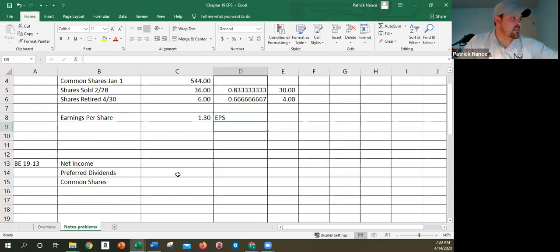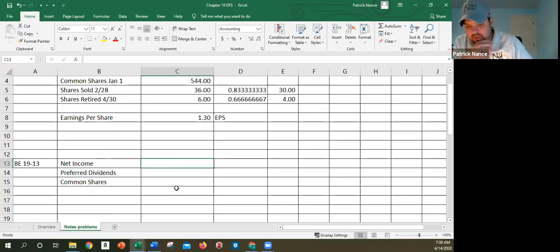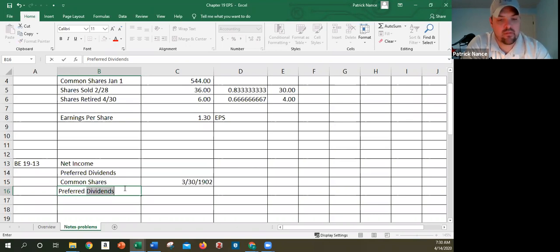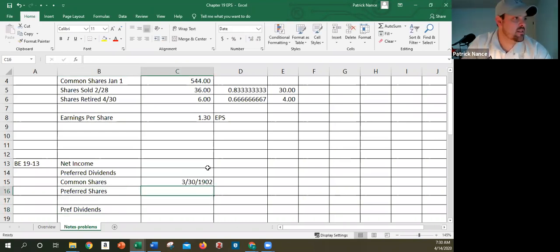So the next one is 19-13. We have December 31st, 2017, 2018. This company, Funk and Noble, had outstanding 820 million common shares. So 820, net income of, oh, and 2 million shares of 8%, $100 par preferred shares. So I have to figure out the preferred dividends, because I'm going to have to take those out. So they had 2 million shares.